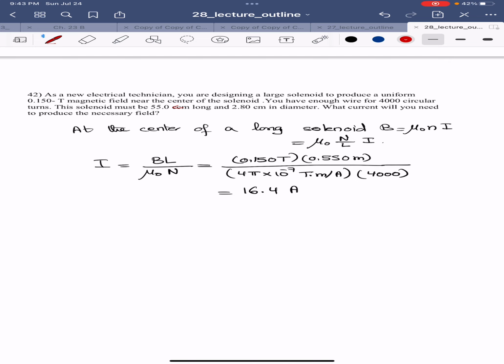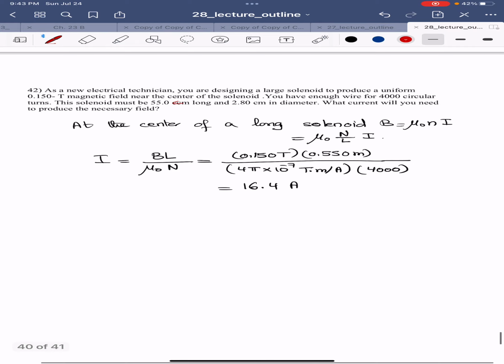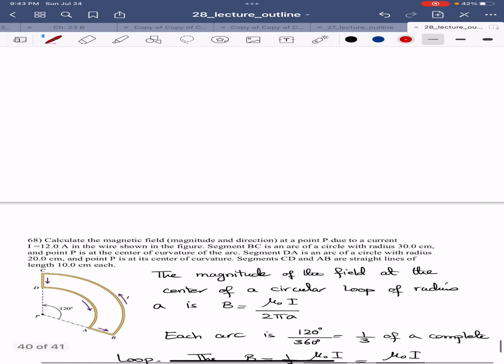At the center of a long solenoid, we're going to have B equals mu 0 N I over L, where uppercase N is the number of turns, and L is its length. And then simply I is going to be B L divided by mu 0 times the number of turns.